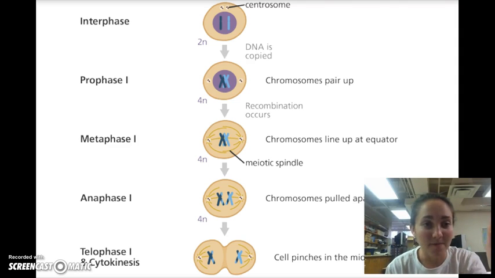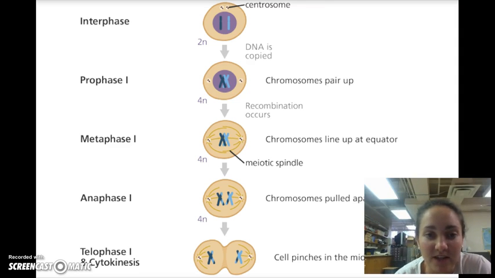same. The names are the same: interphase, prophase, metaphase, anaphase, except in meiosis, the cells go through the phases twice. So there are 2 rounds. So that's why you see prophase 1, metaphase 1, because we're going to go through again and there's going to be a second round. In interphase, which is just the time in between cell divisions, the DNA is copied.